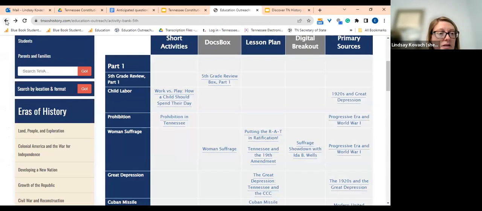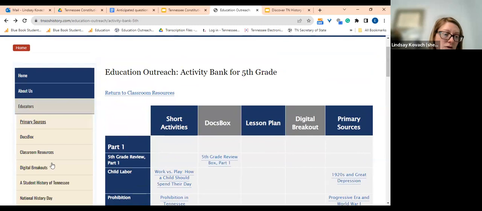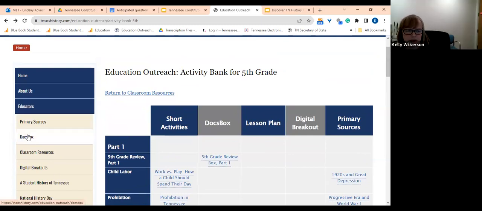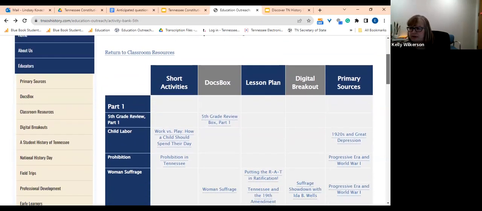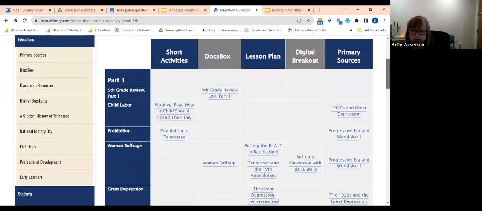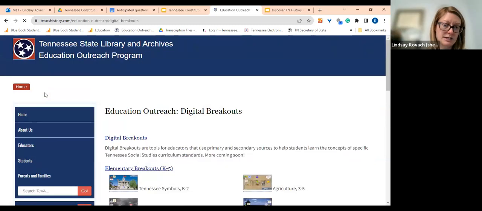And then I'm going to go to one other thing to show you. Lindsay, before you navigate away from this page, can you just scroll on down and show them kind of where we linked up under the digital breakout? I think we've got all of them under the Tennessee history section. Just keep going down the page. Right here, this one.